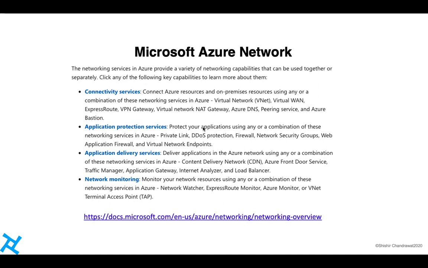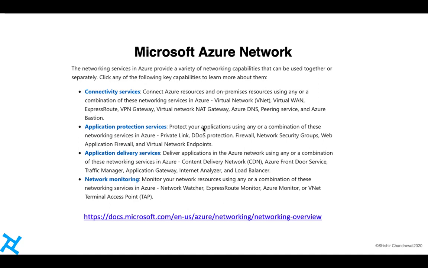Connectivity services. There is Azure ExpressRoute, which is a type of VPN. There are Azure Virtual Networks, which are like a switch for you. There is a VPN gateway. There is IPsec tunnel. There are Azure peering services, and there are so many things which are available. So pretty much everything which you can do in a physical network, you can do in Azure.